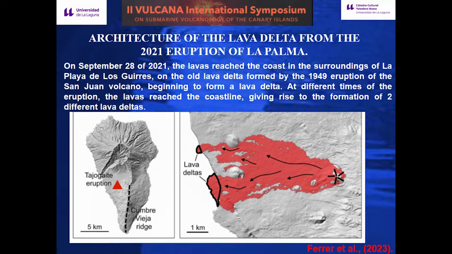Now we speak about the architecture of the lava delta from the last eruption in La Palma. On September 28th of 2021, the lava reached the coast in the neighborhood of La Playa de los Guirres, on the whole lava delta formed in the last eruption in 1949 of San Juan volcano, beginning to form a lava delta. At different times of the eruption, the lava reached the coastline, giving rise to the formation of 2 different lava deltas.